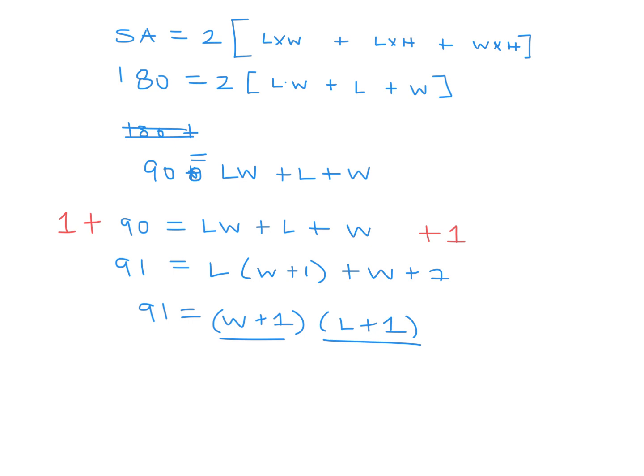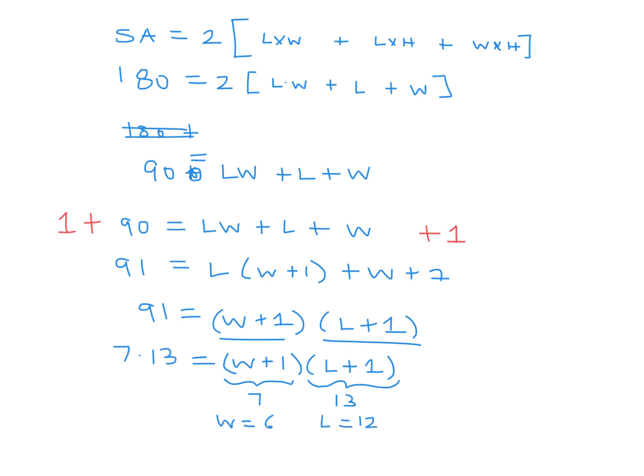Now, what is 91? 91 is, I believe, 7 times 13, correct? So we have 7 times 13 is W plus 1 times L plus 1. So since length is usually bigger than the width, I deduce that this is the 7 and this is the 13. So that means that W is 6 and the L is 12. So the number of cubes, since the height is 1, is just W times L. In this case, that's 6 times 12, and that is 72.